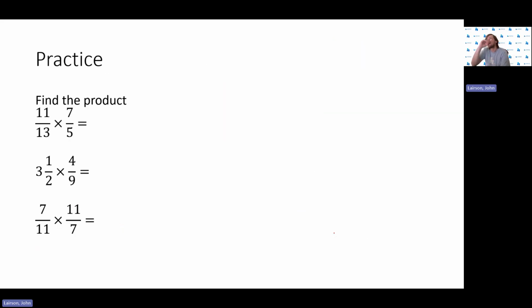So let's look at some examples. So we just have some numbers in our examples. Usually we just have numbers. So multiplication of fractions, just straight across. 11 times 7 and 13 times 5. So 11 times 7 is 77. 13 times 5 is 65.